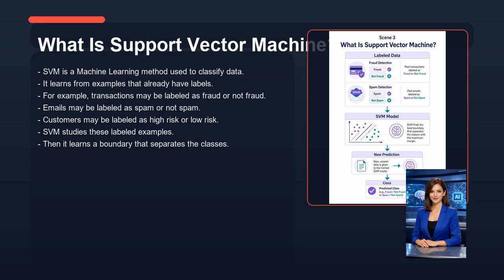Now let's look at what a support vector machine is. SVM is a machine learning method used to classify data. It learns from examples that already have labels. For example, transactions may be labeled as fraud or not fraud. Emails may be labeled as spam or not spam. Customers may be labeled as high risk or low risk. SVM studies these labeled examples. Then it learns a boundary that separates the classes.